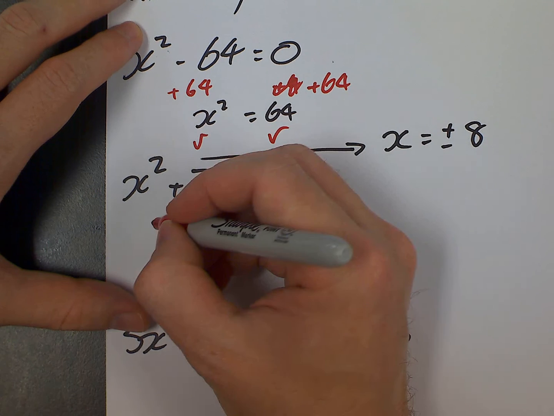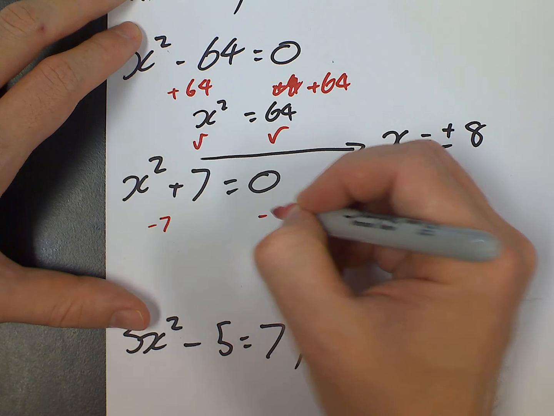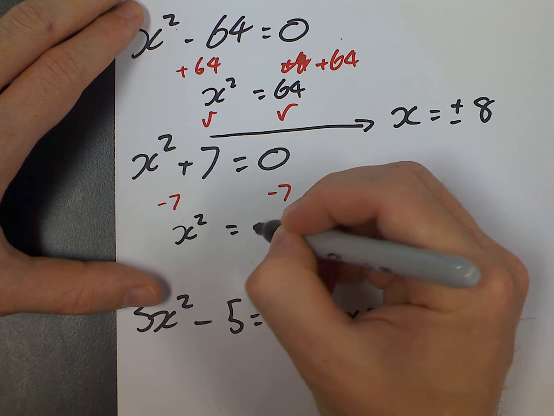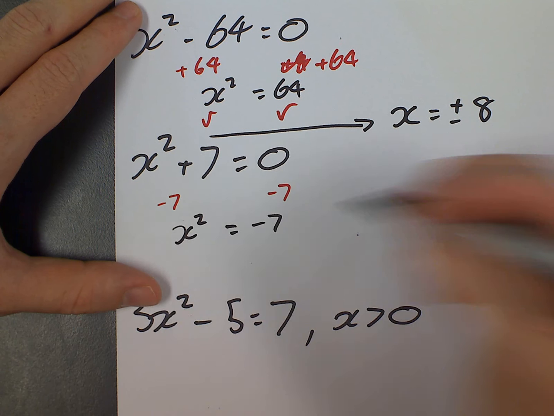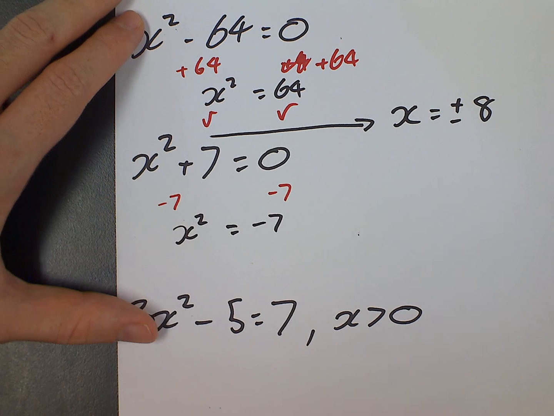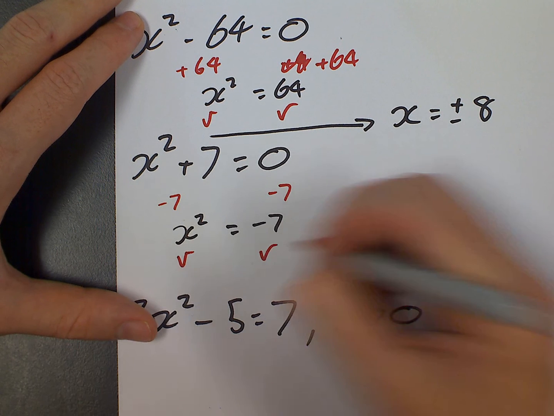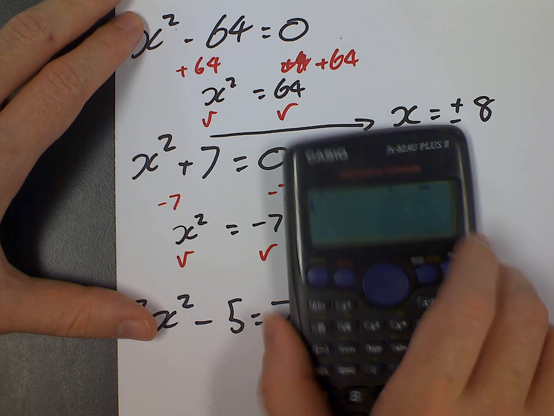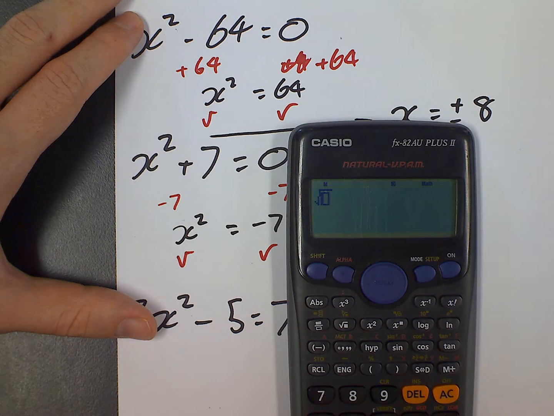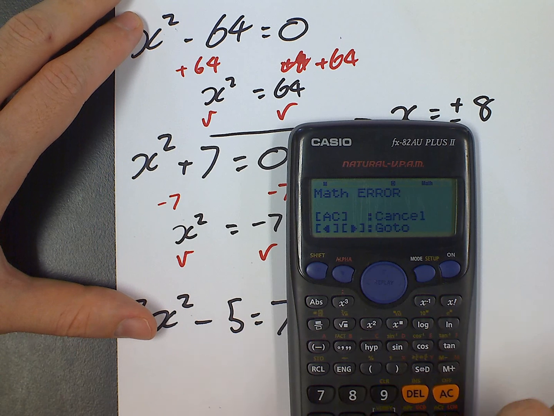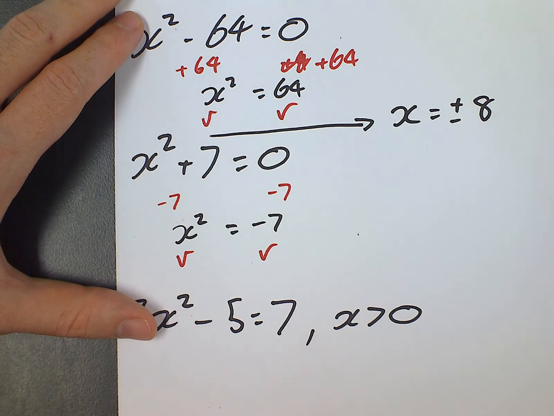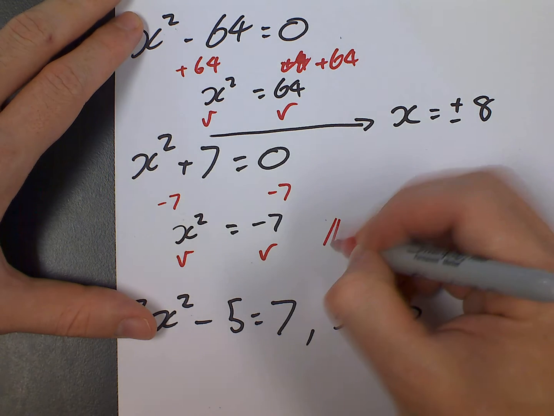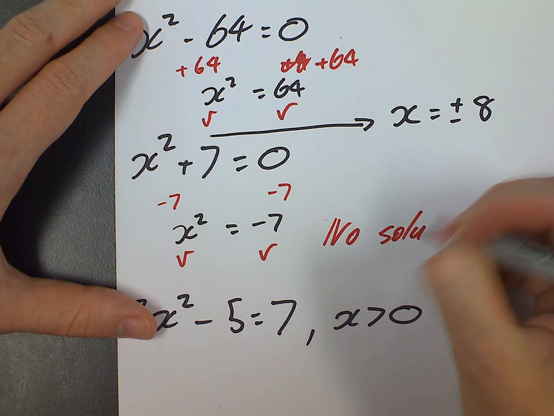Okay, this one we have to leave in surd form. Minus 7 from both sides. x squared equals negative 7. Oh, we got a problem here. If we square root both sides, the square root of negative 7 will give us no solution. So let's just test that. Maths error. Okay, so we can say the answer here is there is no solution.